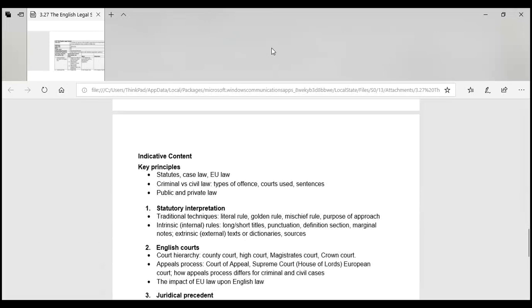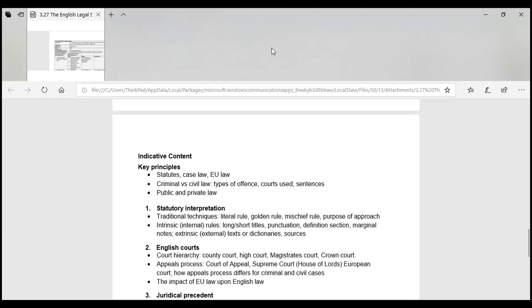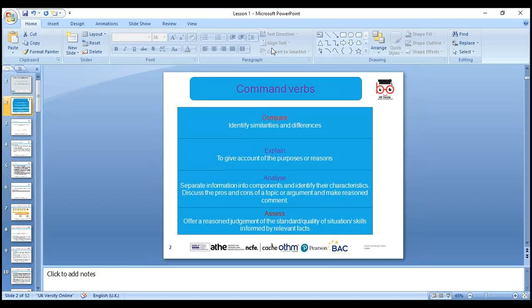In today's lesson we have introductory content, what we're supposed to learn. It's always good to look at the keywords. Today's lesson will focus on case law, EU law, criminal versus civil law and their key differences, public versus private law, and we'll discuss the literal rule, the golden rule, and these other rules. We'll try to address this introductory content in the second lesson and carry on learning.